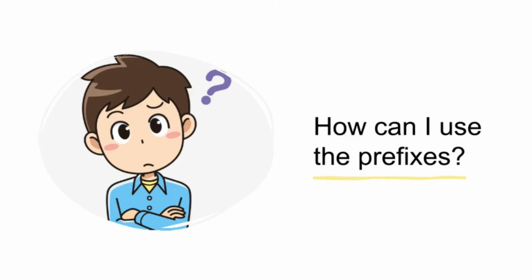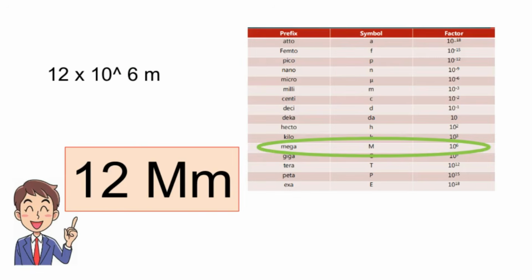So how do I use the prefixes? To use prefixes, for example, 12 times 10 raised to the 6th power, we need to look at the table of prefixes and find the factor 10 raised to the 6th power. Here 10 raised to the 6th power is equal to the prefix mega, with the symbol capital M. Replacing 10 raised to the 6th power with our prefix, we write 12, capital M, followed by a small m. We read this as 12 megameters.